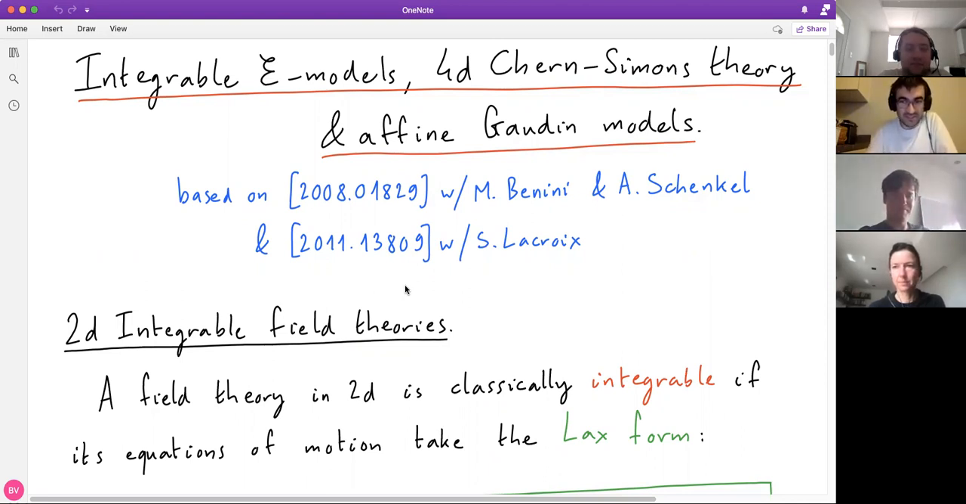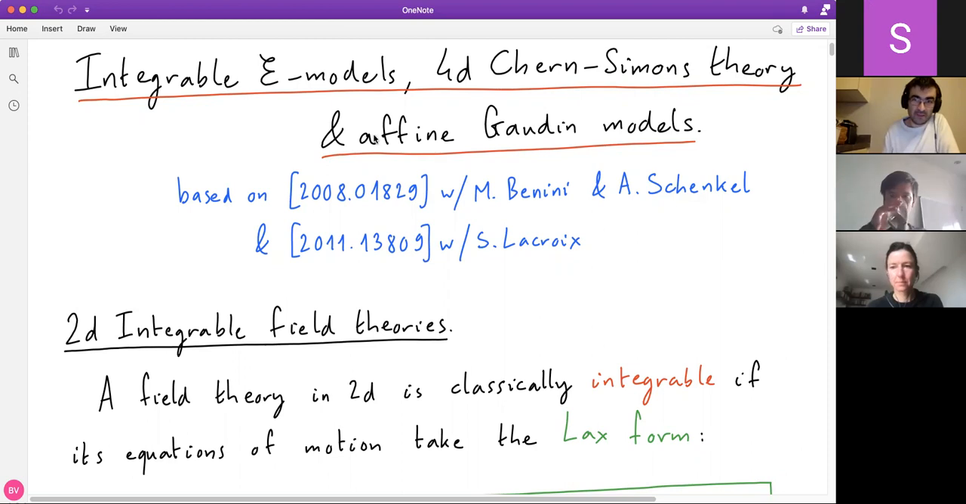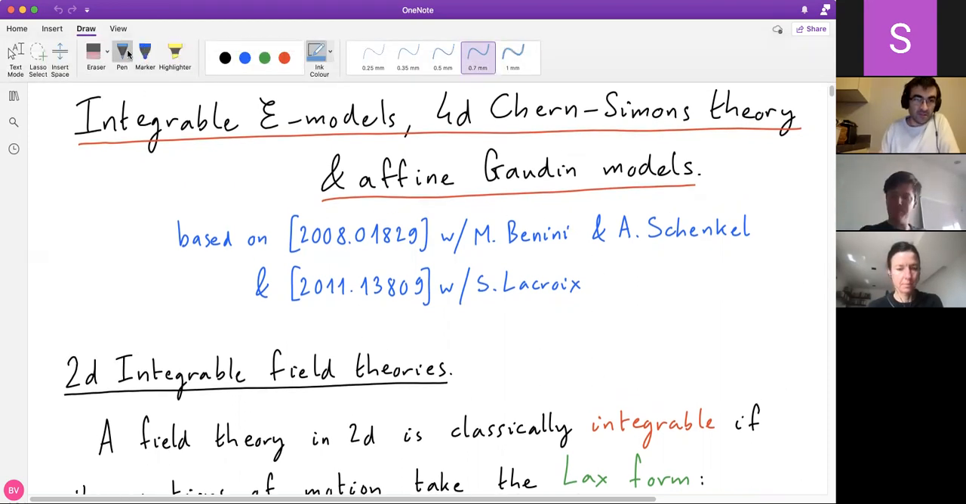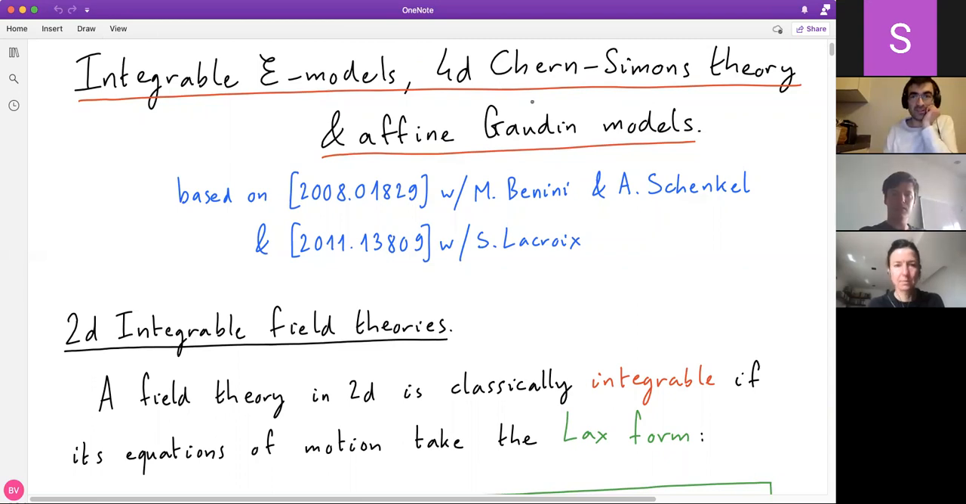Let me start by thanking the organizers and in particular Miroslav for the invitation. What I want to tell you about is the subject of integrable field theories, more precisely two-dimensional integrable field theories. And I want to tell you about two general unifying frameworks which recently appeared for describing such theories. One of them is based on 4D Chern-Simons theory, and the other one is based on affine Gaudin models. I'll focus in this talk mostly on 4D Chern-Simons theory, but I'll mention affine Gaudin models a bit because it turns out that both formalisms are actually intimately related.